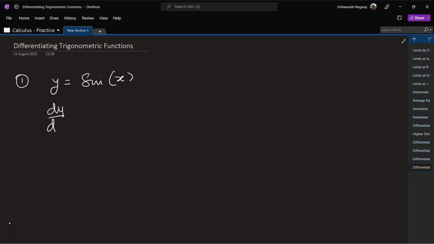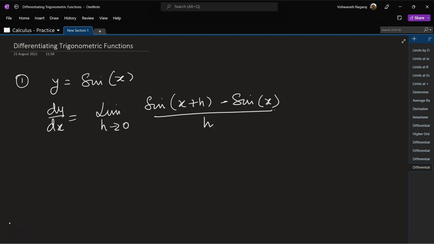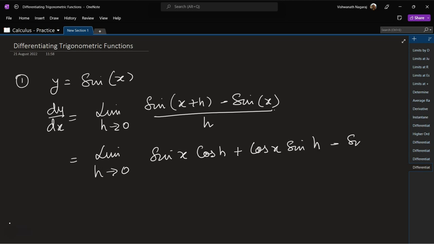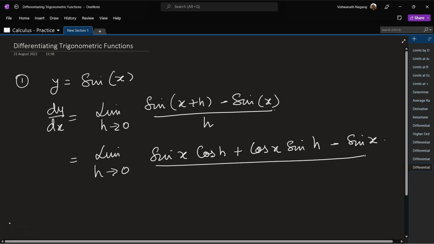So let's do that. dy by dx is equal to the limit as h approaches 0 of sine of x plus h minus the original function, divided by h, right? So now, the limit as h approaches 0 of sine of x plus h. This can be written as sine of x cos of h plus cos of x sine of h minus sine x, divided by h.